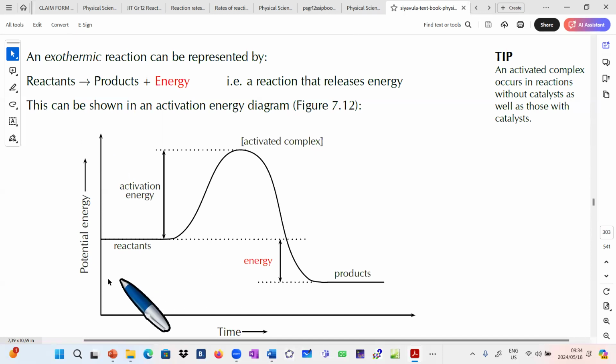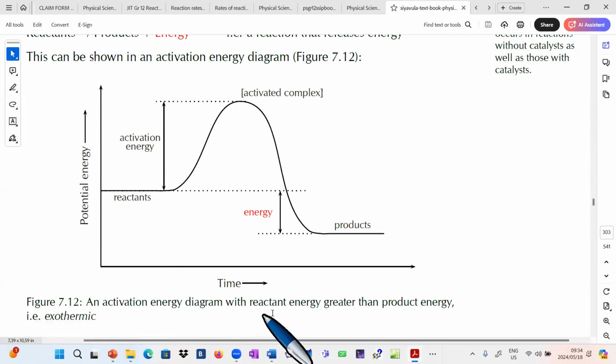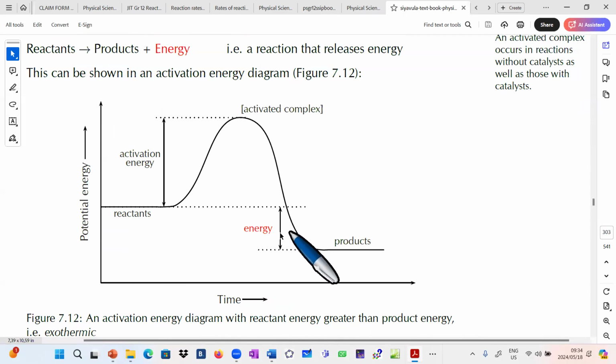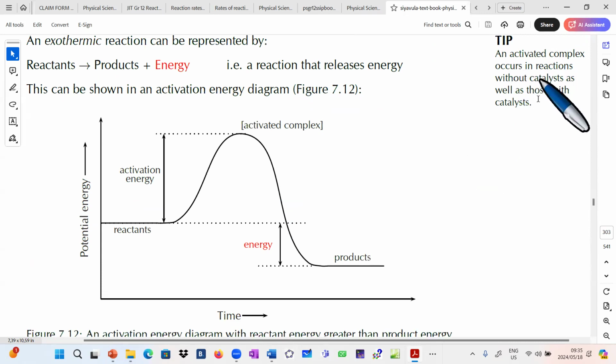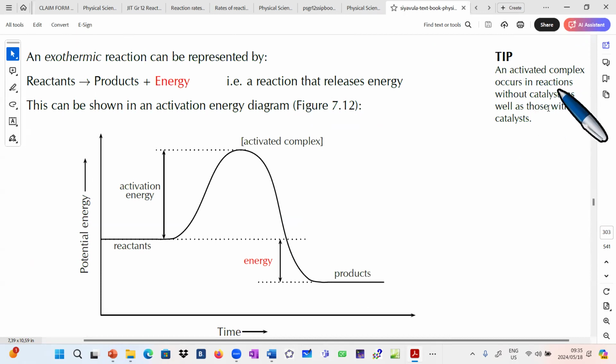Okay, let's continue. There's potential energy here, but you can see that the activation energy diagram with reactant energy greater than product energy is called an exothermic reaction. The reactants produce products and energy. So a reaction that releases energy is called exothermic. It can be shown here, so we have potential energy. These are the graphs seen in grade 11. The tip is that an activated complex occurs in reactions without catalysts as well as those with catalysts.